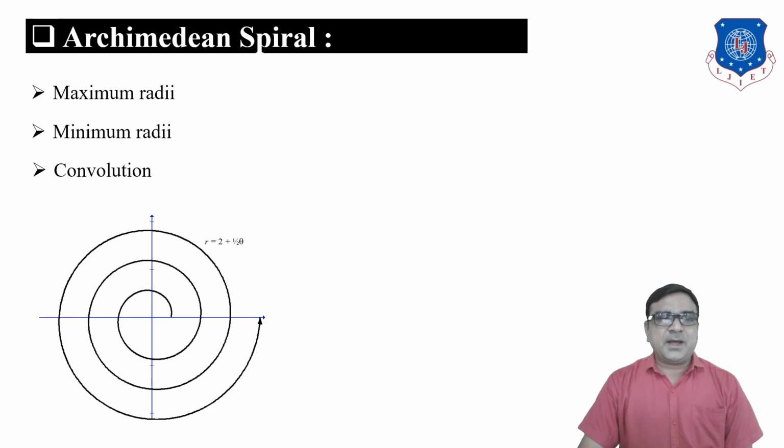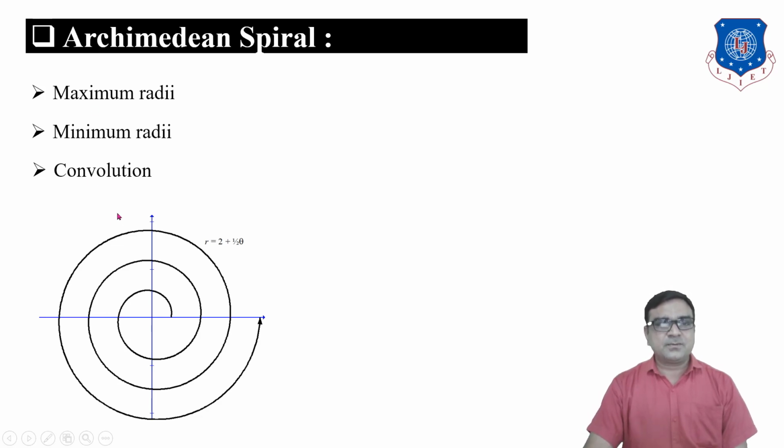So every Archimedean spiral has maximum radii, minimum radii and convolutions. So if we have three values, we are able to draw any Archimedean spiral. In this curve, this is a pole or center of the spiral. This distance is known as minimum radii of the spiral. This is maximum radii of the spiral. And what are the convolutions? If we draw like this, one 360-degree, another 360-degree revolution, and third 360-degree, so this spiral has three convolutions.